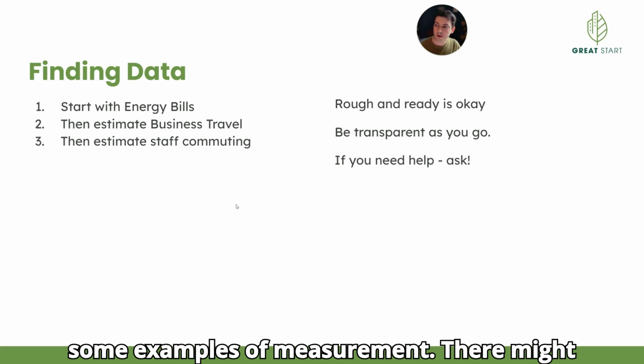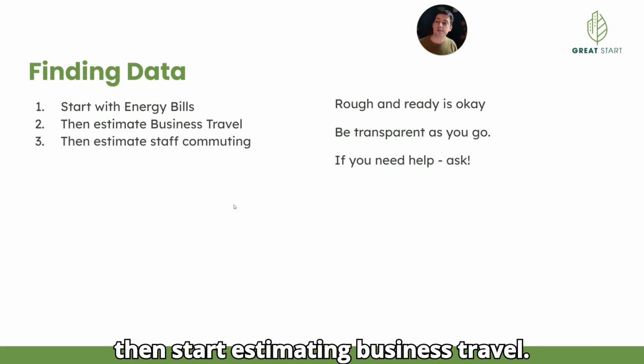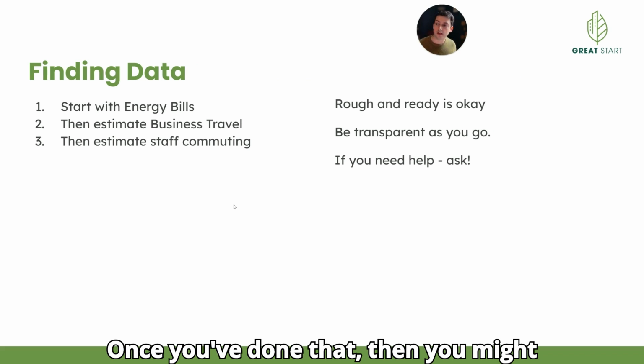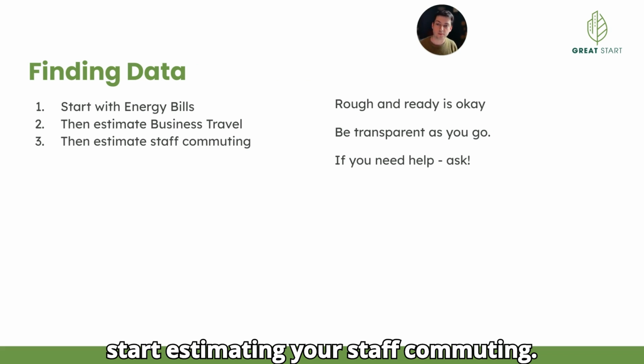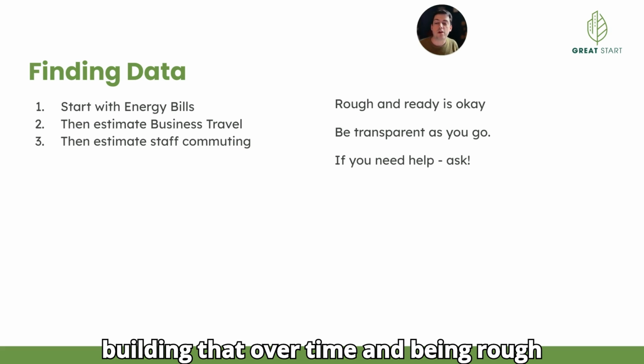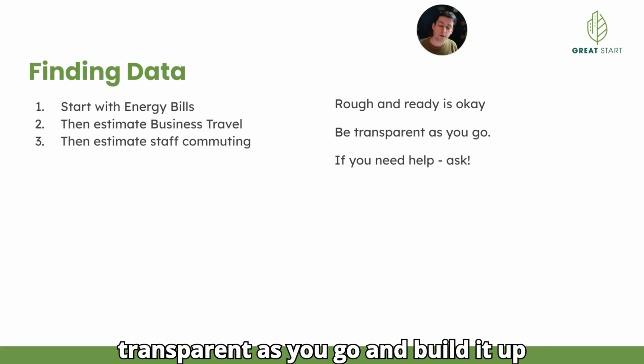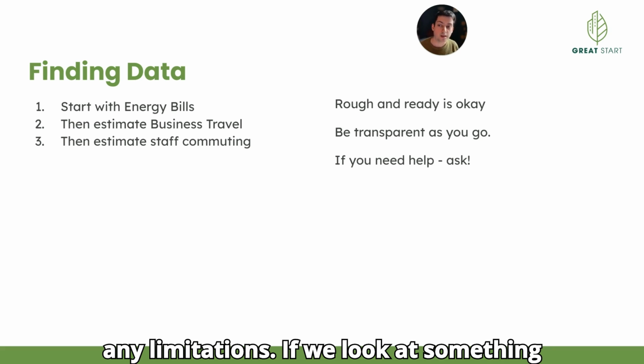Some examples of measurement might be starting with energy bills, where you then start estimating business travel. Once you've done that, you might start estimating your staff commuting. But it's really a case of building that over time, and being rough and ready is okay, and being transparent as you build that up about where that data is coming from and any limitations.